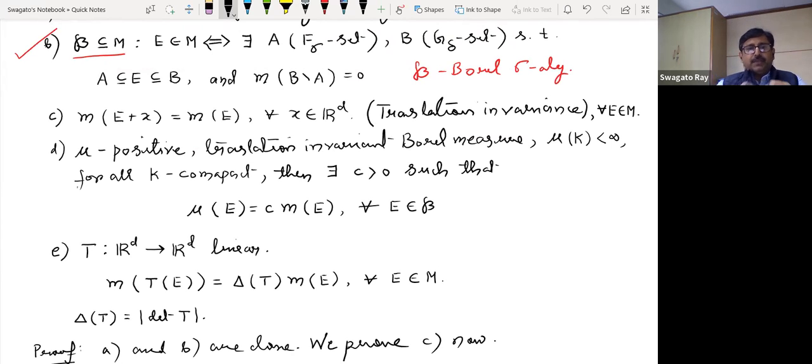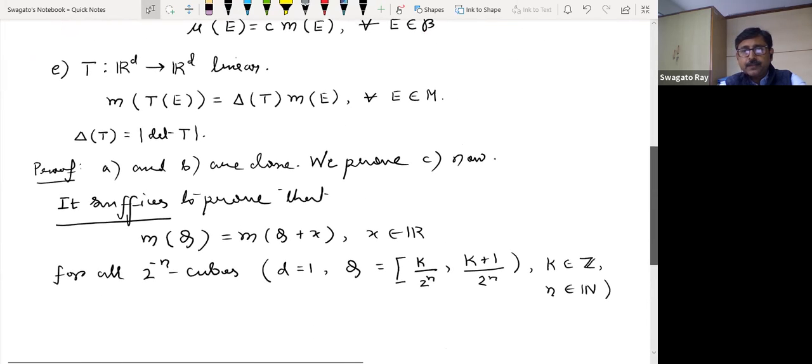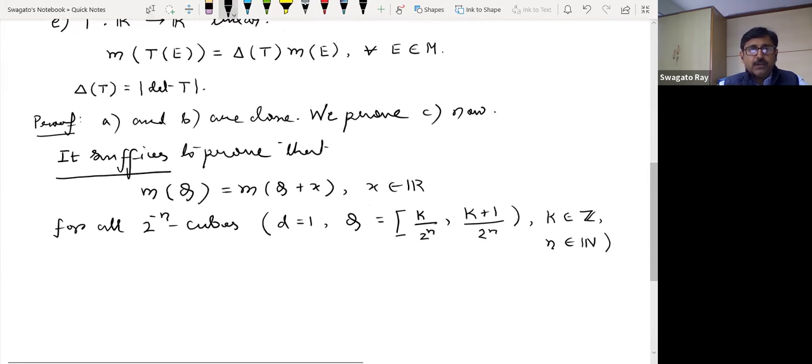Well, the situation is something like this. If I prove the translation invariance for all 2 to the power minus n cubes, let's look back. This is what I want to prove. Which one? Let me try to mark it. This is what I want to prove. But suppose I prove this, what happens then?